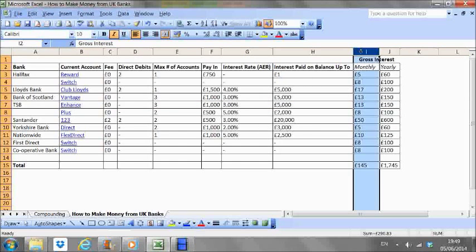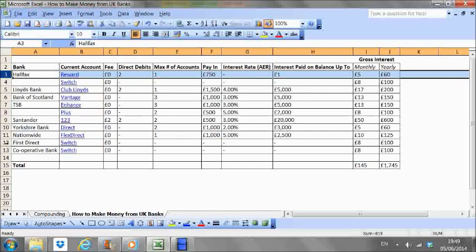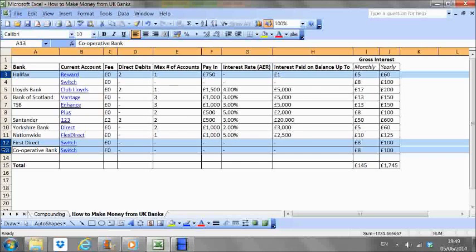generate any interest. Here I show the monthly gross interest that each of these products will generate and the yearly gross interest that these products will generate over a 12-month horizon. So if we start with Halifax, First Direct and Co-operative Bank, we can see that all three have switching services. Now, for switching your bank, your current bank, who you bank with, so for example, where you get your salary paid in, where you have direct debits, standing orders, where you pay for your groceries, where you pay for most of the items that you need to pay for during the month.